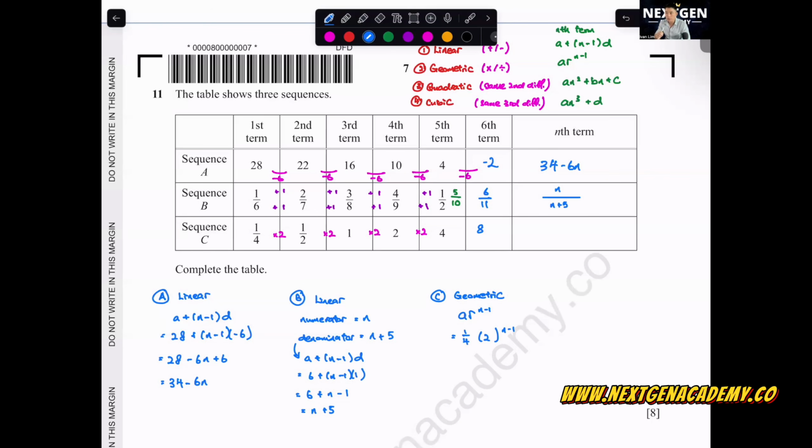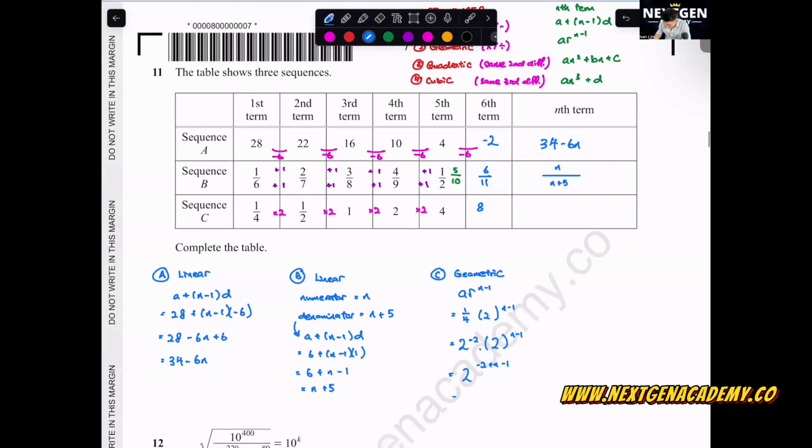Okay, can we simplify it to another form? So you look at the base, 2 and 1 over 4. 1 over 4 can also be written as 2 to the power of negative 2. Okay, so I want you to write like that. 2 to the power of negative 2, then 2 to the power of n minus 1. Since you got two base, you multiply by each other. So this will become 2 to the power of negative 2 plus n minus 1, which is 2 to the power of n minus 3.